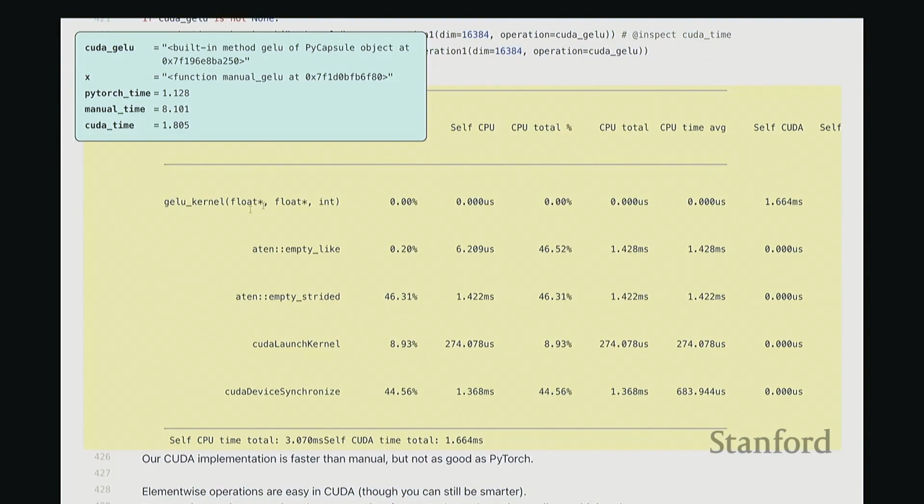And so now we also do some profiling, and we can see what is happening here. It's called the GeLU kernel, right? This is the code that got shipped off to the GPU. And then it's calling empty like. This is the initialization. And then empty strided, right?